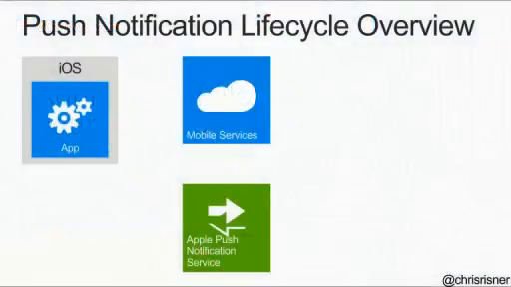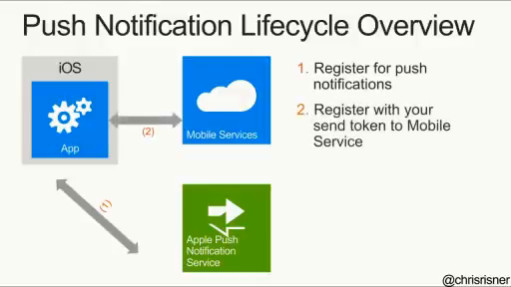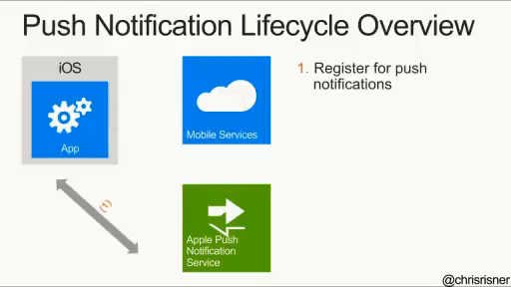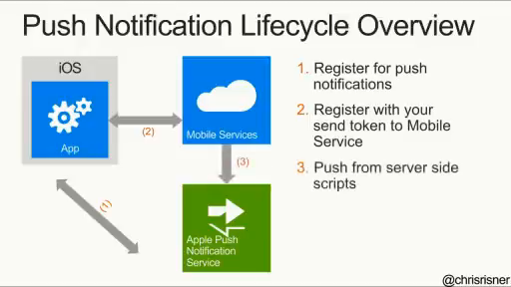So what we have here are three pieces. We have our iOS application, we have mobile services, and then we have the APNS, or Apple Push Notification servers. The first step in push notifications is your app has to register for push notifications with the APNS servers. Once that's done, you get a token back in your application. Now we can send that token over to mobile services, where it'll save it in a database. And then from server-side scripts, we can push a notification using that token to the APNS servers, and the APNS servers will then deliver it to your iOS application.